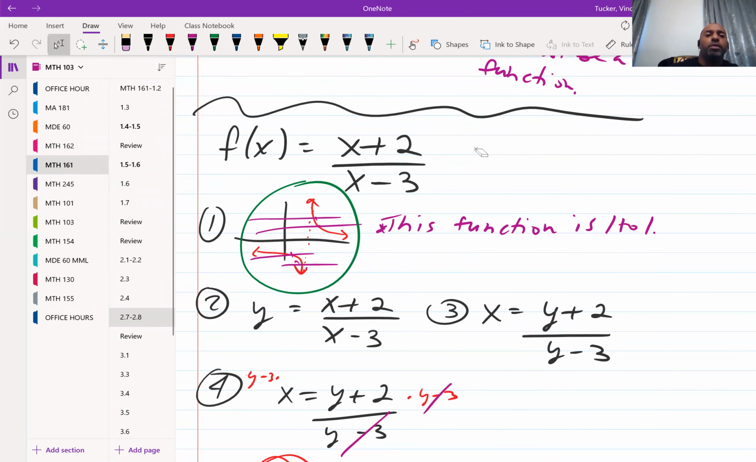So first thing we do, after we've established that it's one-to-one, replace f of x with y. Then we interchange x and y. So notice x is over here now and y is right here in both places that x was.